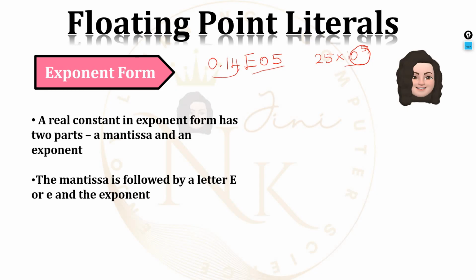So the numbers which come before the letter E are known as the mantissa, and the numbers which come after the letter E are your exponent. I'm sorry, the numbers which come before the letter E are your mantissa, and the numbers after it should be your exponent. Now your mantissa can be a real number, but your exponent should be an integer.